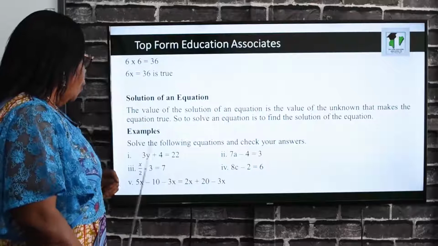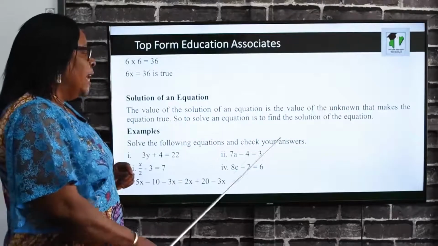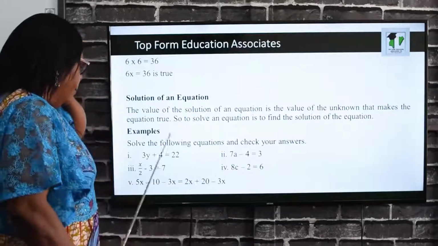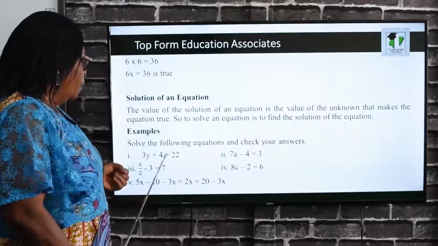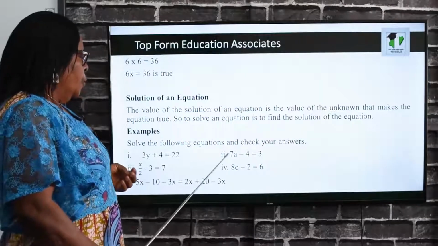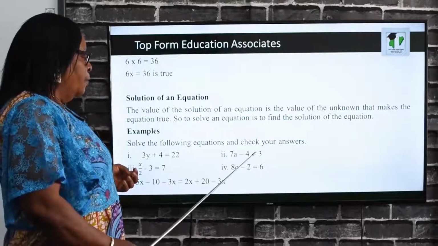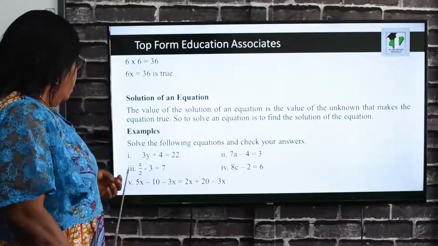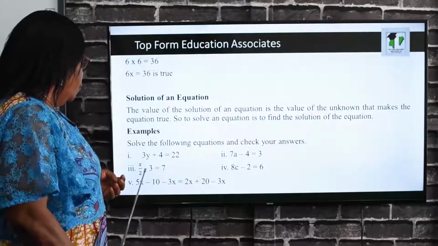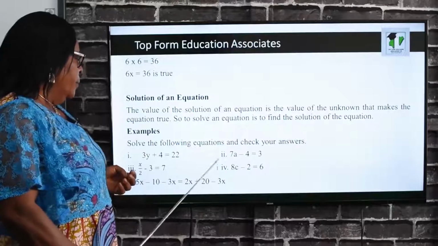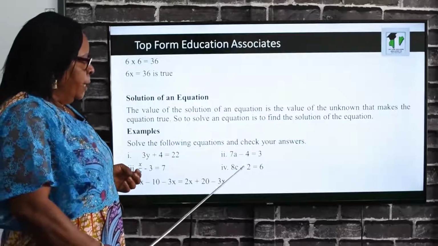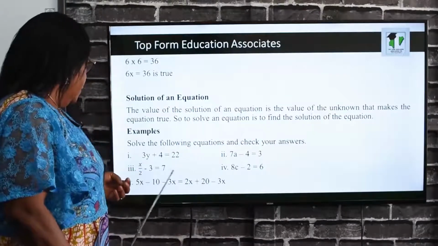Examples. Solve the following equations and check your answers. 1. 3y + 4 = 22. 2. 7a - 4 = 3. 3. x/2 - 3 = 7. 4. 8c - 2 = 6.